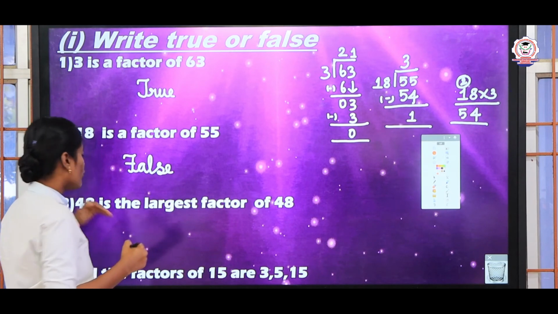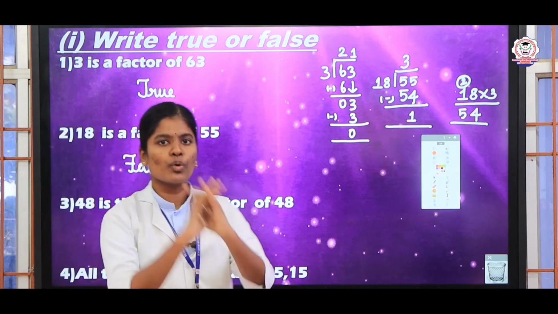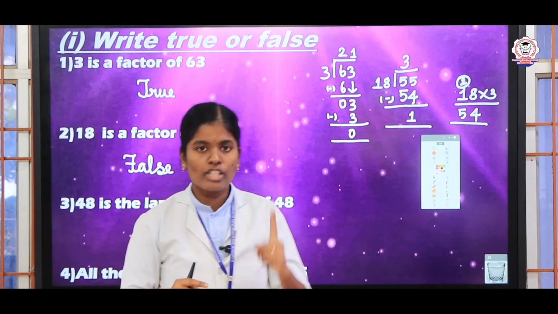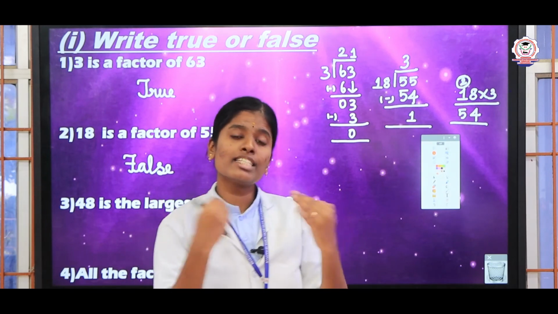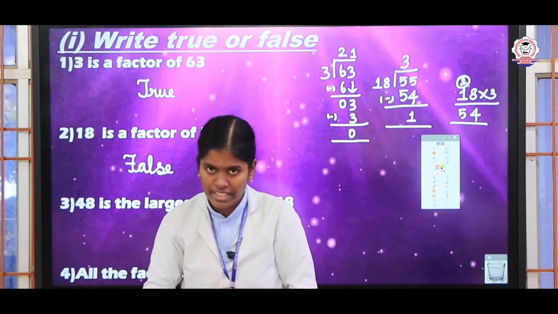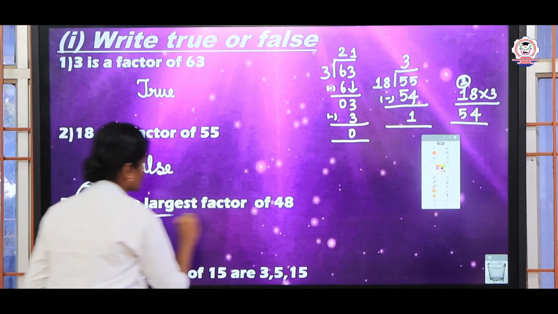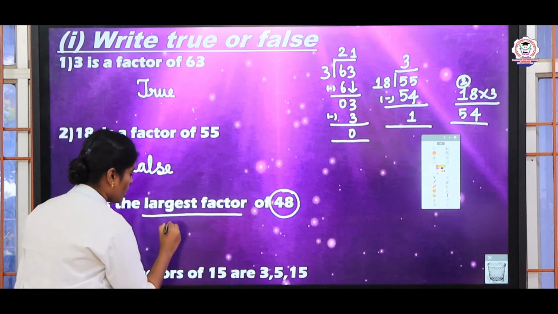And next, 48 is the largest factor of 48. You all know the smallest factor of every number is 1. So the smallest factor of 48 is 1 only. Next, the largest factor of a number is the number itself. We have the number 48. So the largest factor of 48 is 48. Yes, the statement is correct. True.